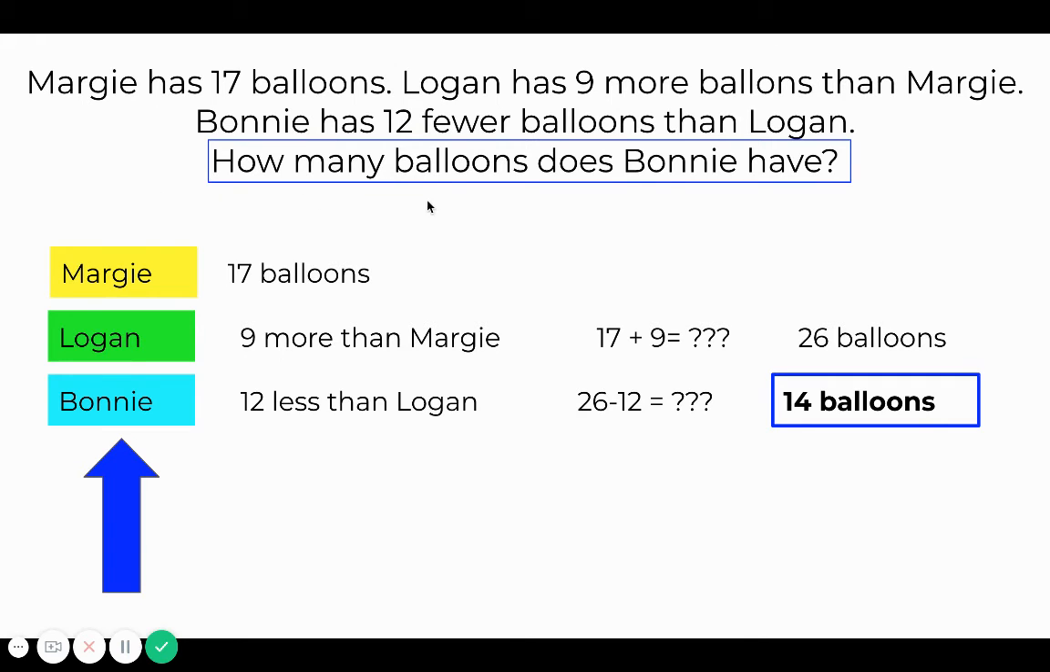Have I answered this question? How many balloons does Bonnie have? Yep, I have answered the final question.